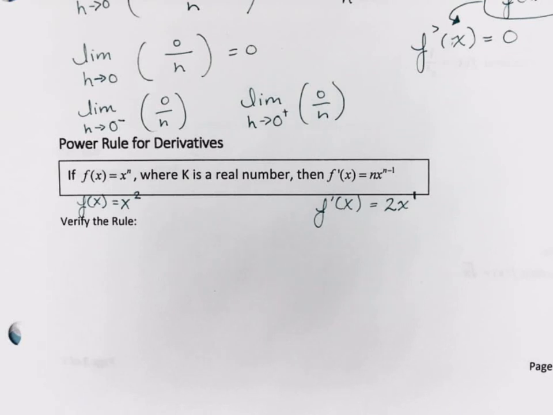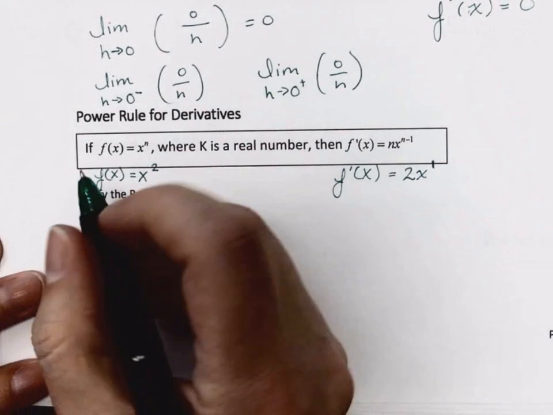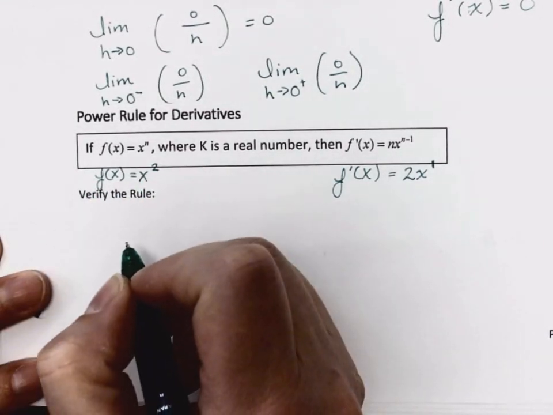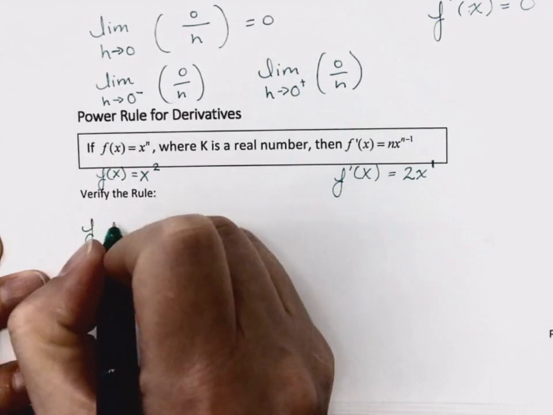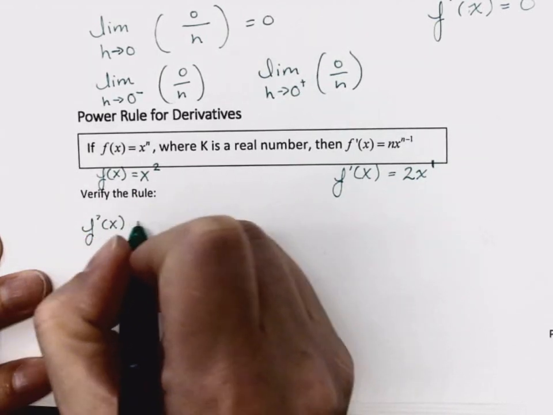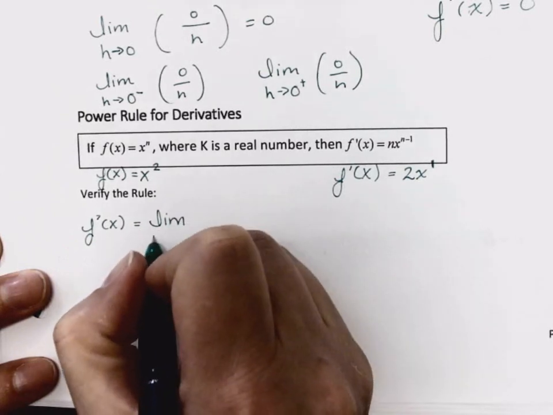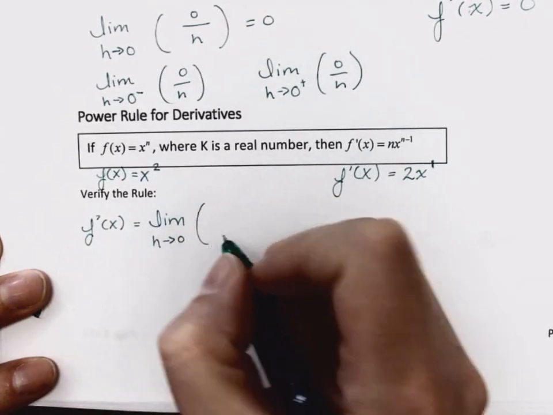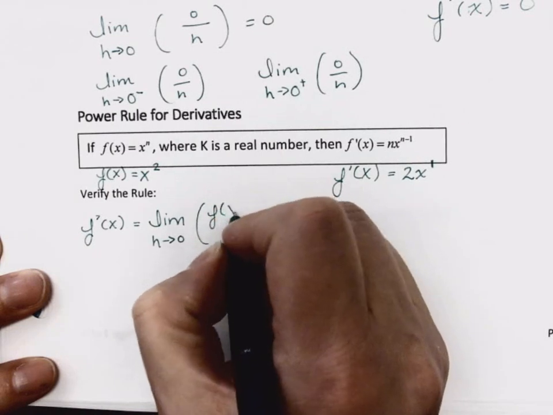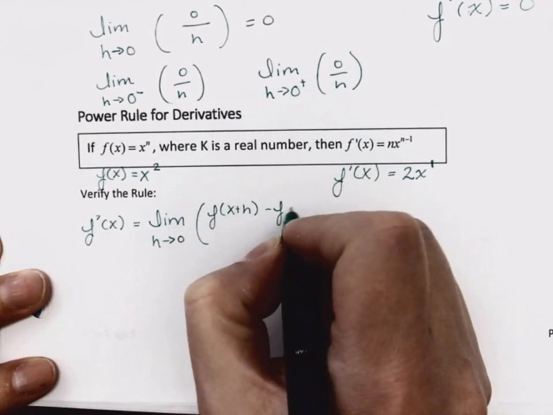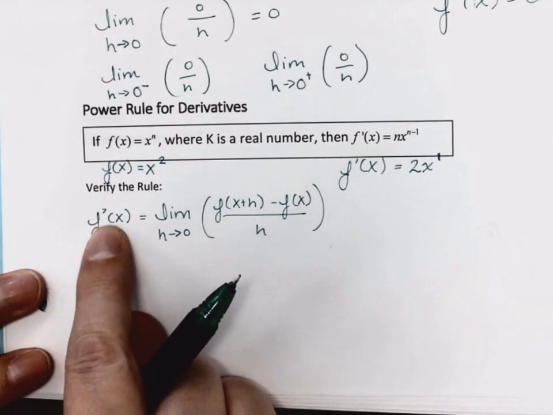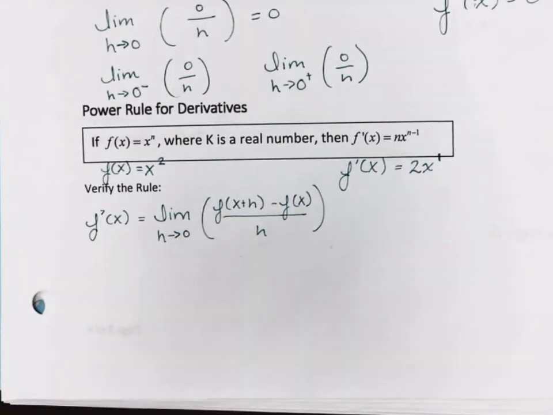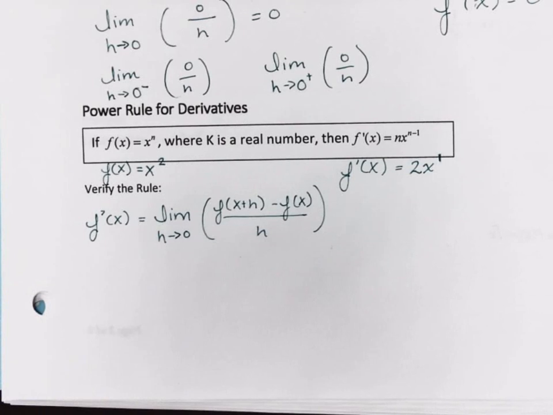All right, so we're going to do the verifying of the rule. You can write it like this too. You might see it like this in some places, and that's okay. That would be f of x plus h minus f of x all over h. So all we're saying is that the derivative is equal to the limit of the slope where h is approaching 0.